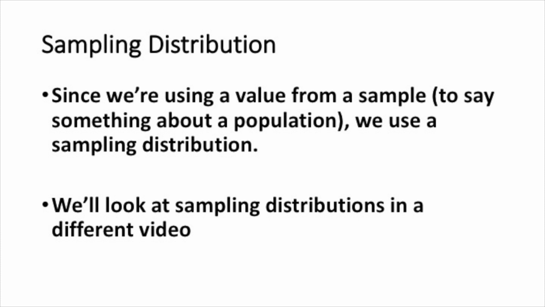When doing statistical inference, whether we're estimating a population mean or proportion, or testing a claim that we might have about a population, we're using information from a sample, and because of that, we use what's called a sampling distribution. In a different video, we'll spend quite a bit of time talking about sampling distributions.